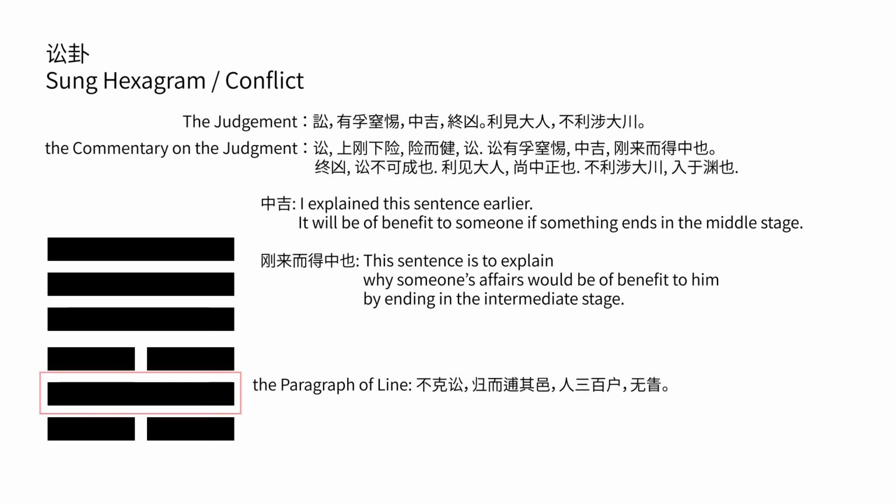If the line in the middle of the lower trigram of each hexagram is a yang line, the line generally carries the meaning of luck. So Confucius thought that the things that Song hexagram said would end up with a good result in the middle stage, because of that reason.